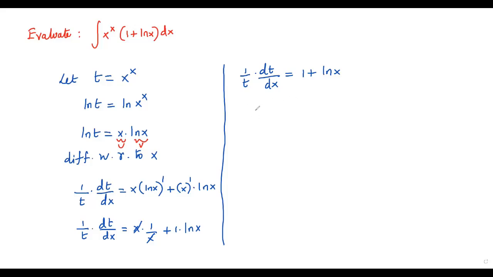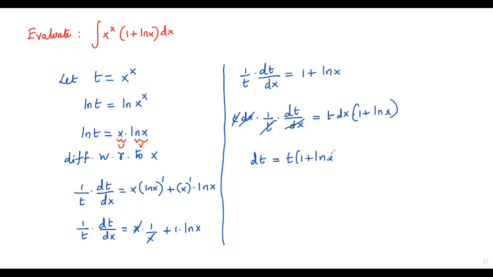Now I'm going to multiply both sides by t times dx. Here the t will cancel, dx will cancel. So finally, I'm getting dt equals to t times 1 plus ln x. I am writing this dx at last.